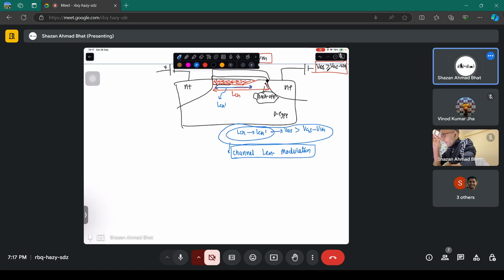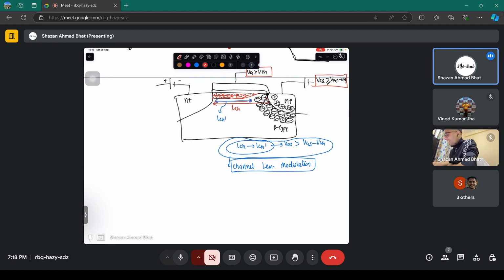And why does this happen? Again, because of this depletion region present here. And you know that the electric field in this depletion region will be in this direction. This is the direction of the electric field in the depletion region, the built-in field.